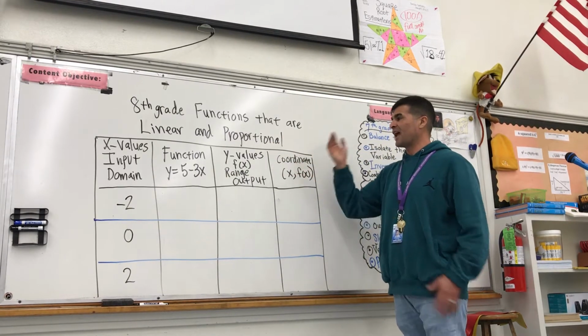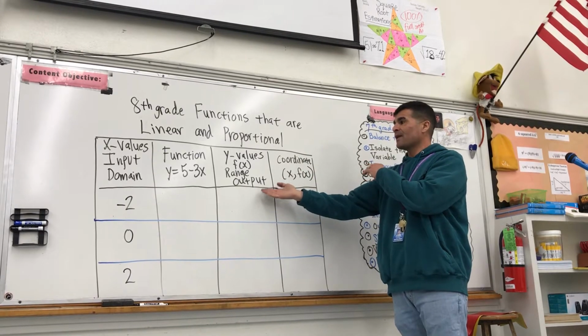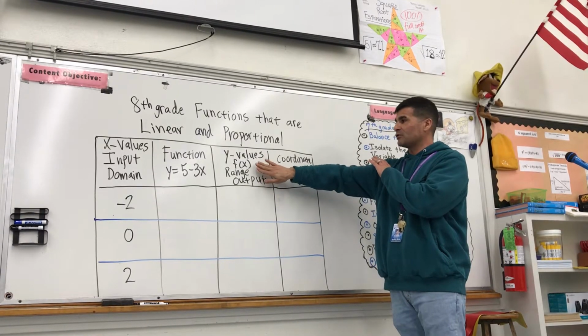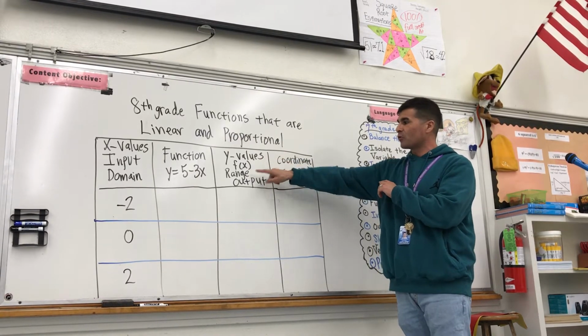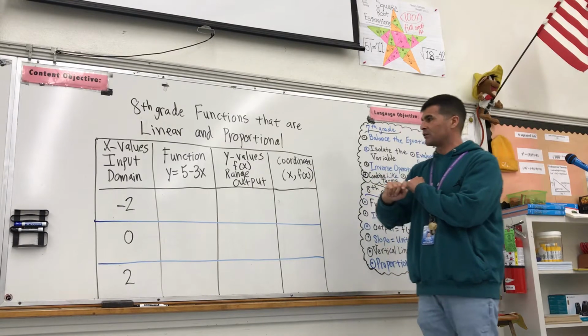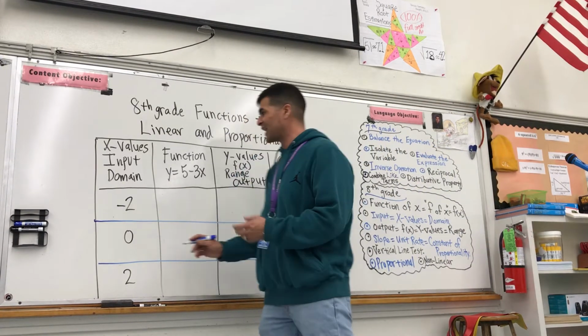Then we have to find the f of x values, the function values. These f of x values are also called the y values, the range values, or the output values. And then we have to list our coordinates right here. So let's see how we've been doing this in class.